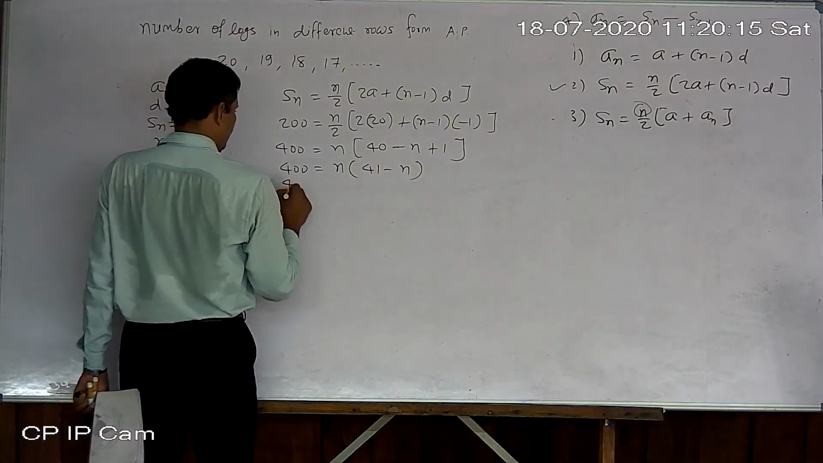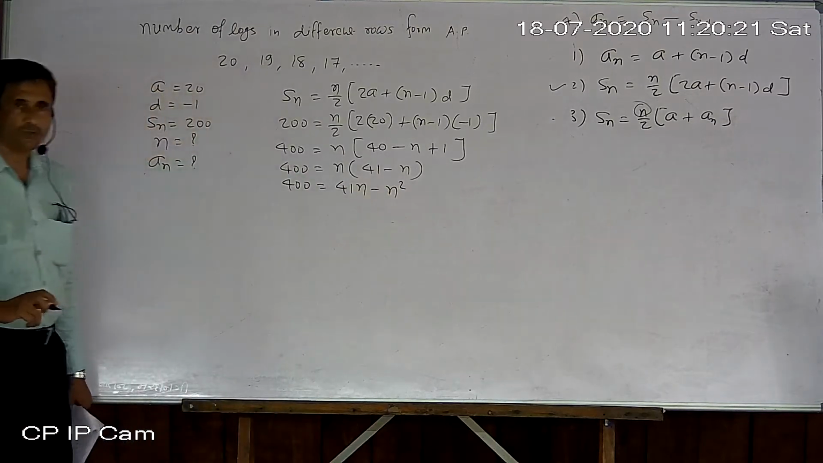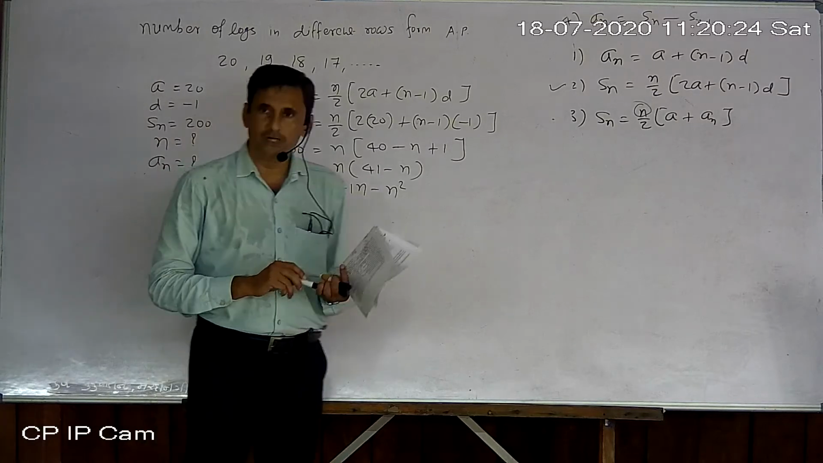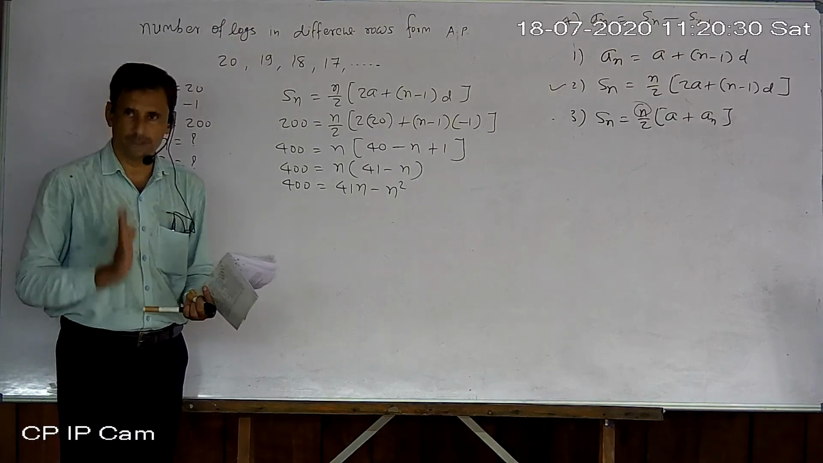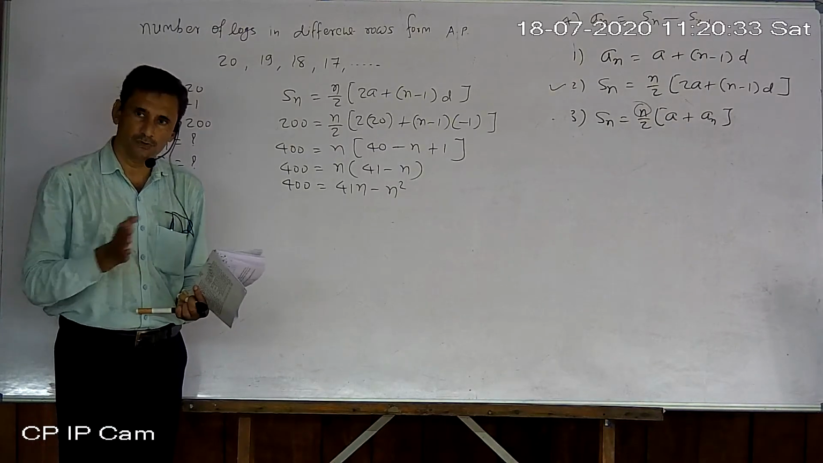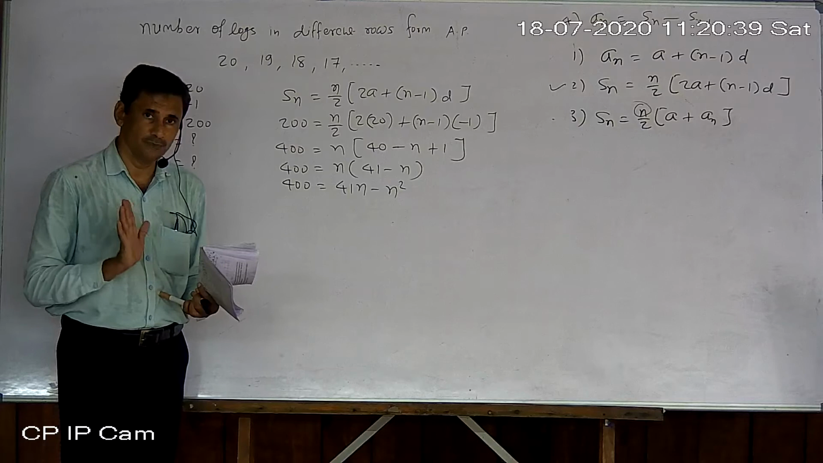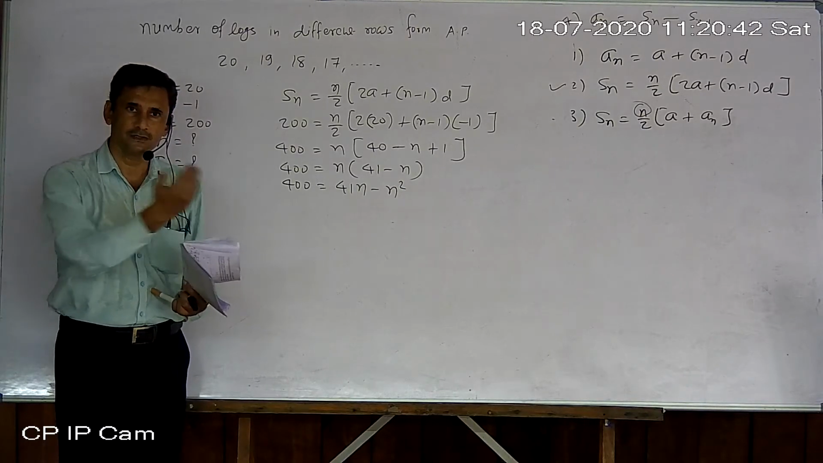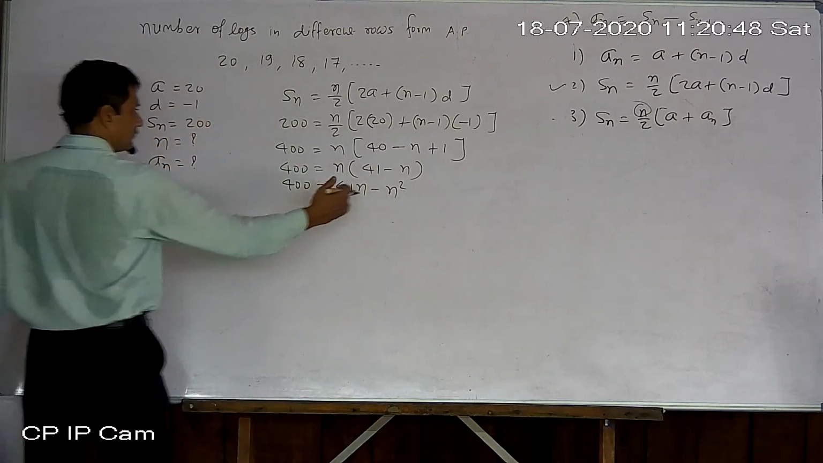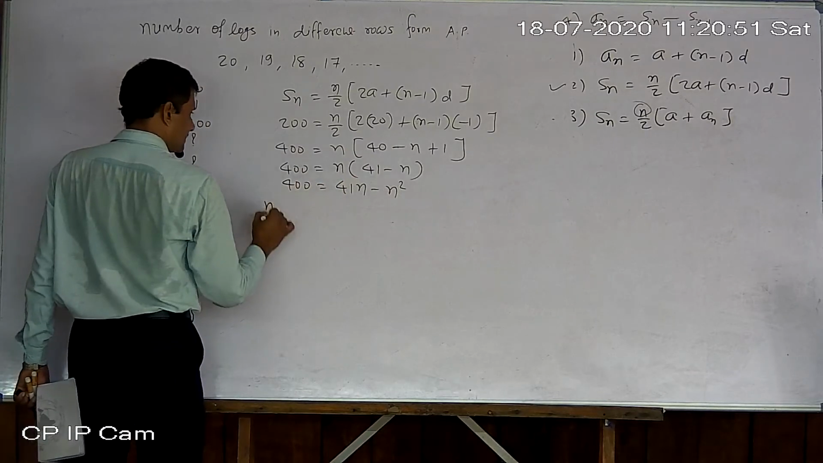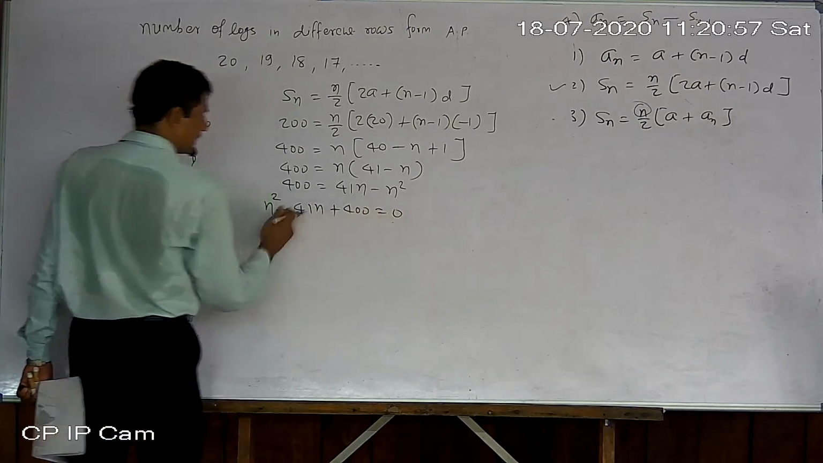Now just open that bracket. 400 equals 41n minus n square. Now you know, I have already told you many times that a quadratic equation should be in standard form and the first term should be positive. In a quadratic equation, before factorization, you have to arrange it so that it becomes standard form. Standard form means what? All terms on one side and 0 on the opposite side. And the first term should be positive. So we shift both these terms here only. Okay? So it becomes n square minus 41n plus 400.